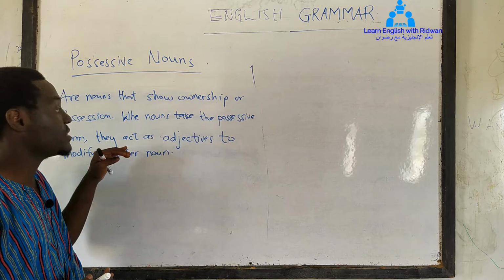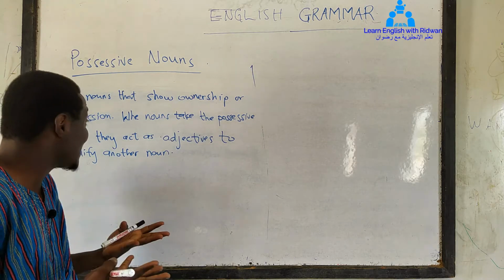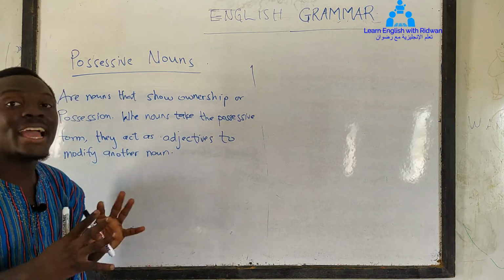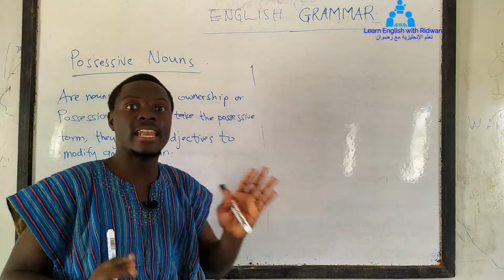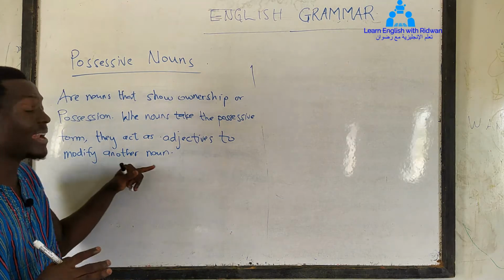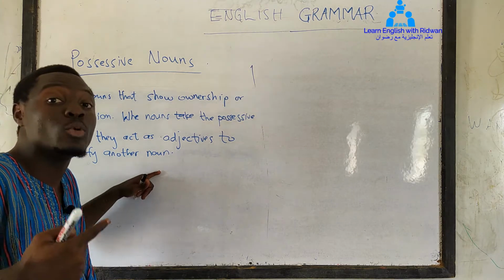When nouns take the possessive form, that is, in the possessive form, they are treated as adjectives to modify another noun, that is, to modify another noun.